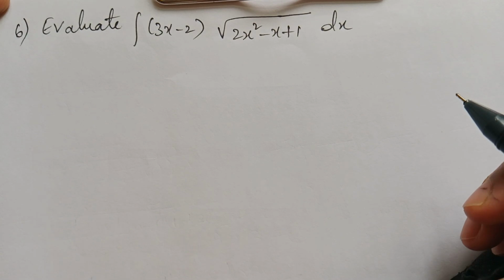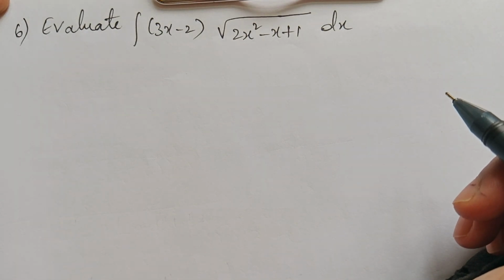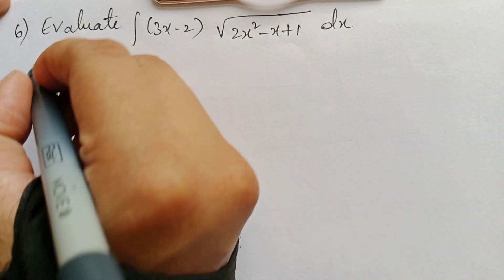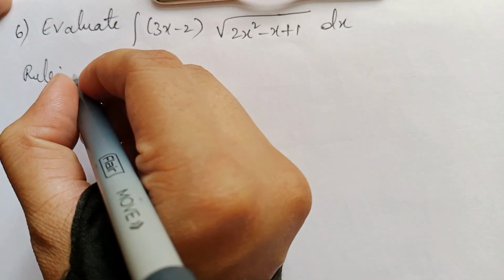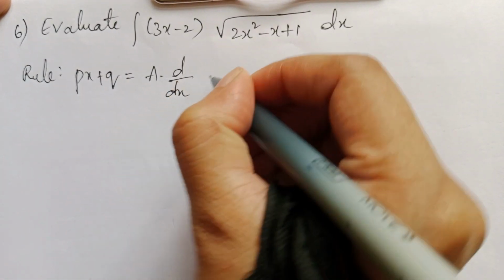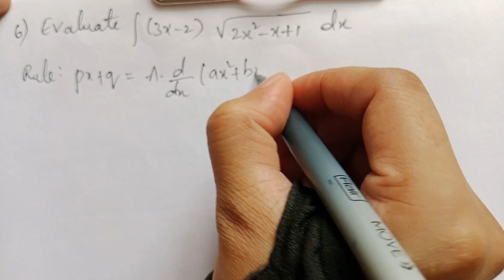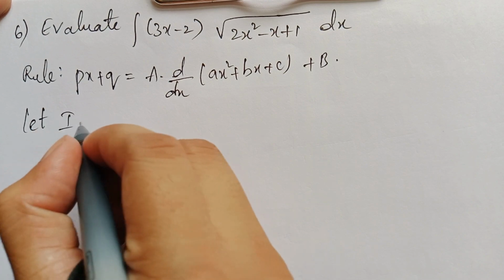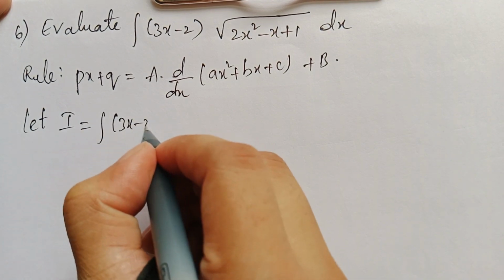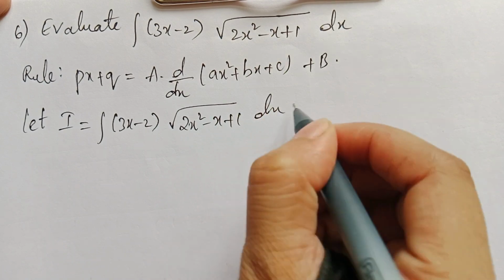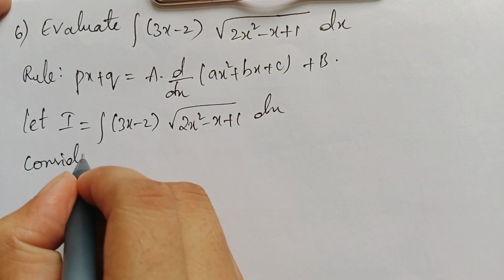So the next question is, evaluate the integral of (3x minus 2) into root of 2x square minus x plus 1 dx. So this is in the rule of px plus q is equal to a into d by dx of the quadratic function plus b. So we'll consider a function, let I be the integral of (3x minus 2) into root of 2x square minus x plus 1 dx, and we'll consider our rule.